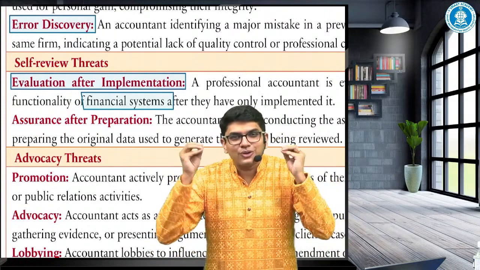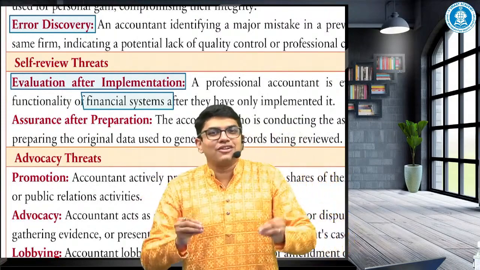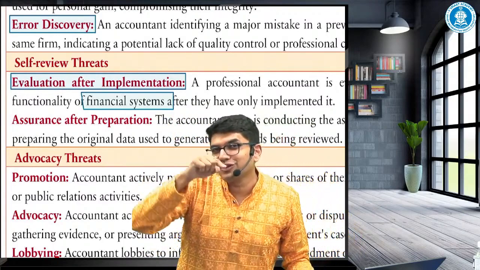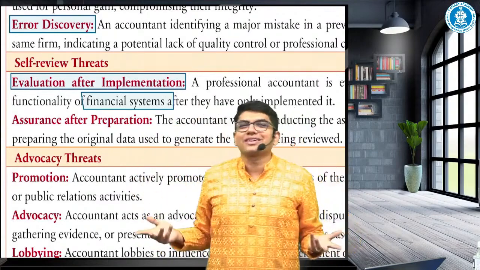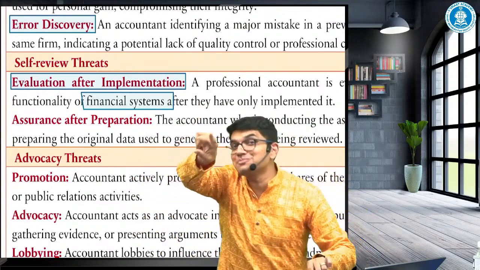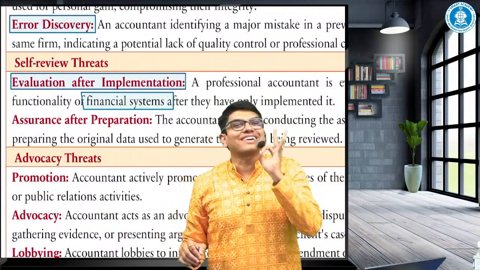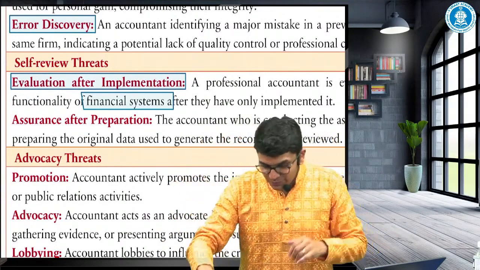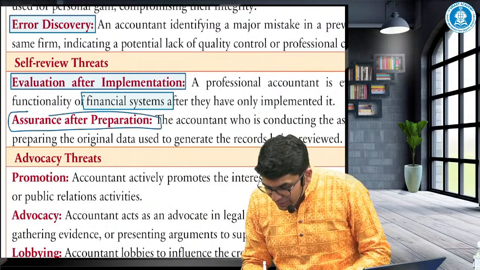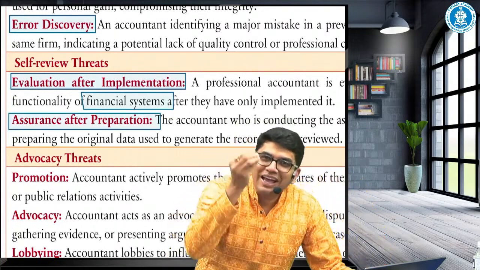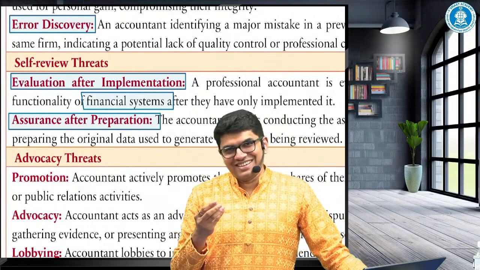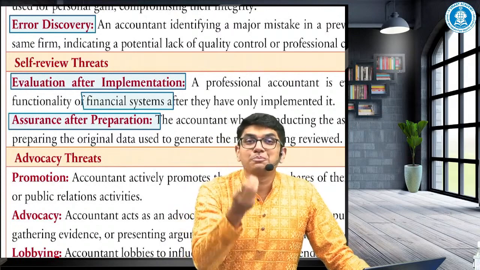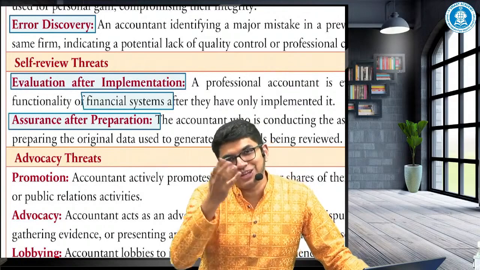He will never go against himself. He will compromise with the principles. That is a self-review threat. So when you're checking your own work, any circumstances in which CA in practice is checking his own work, that is self-review threat. One more. He has only prepared important document. He has prepared fixed asset register. He has prepared the complete computation of employee benefit. What should be provision for gratuity?